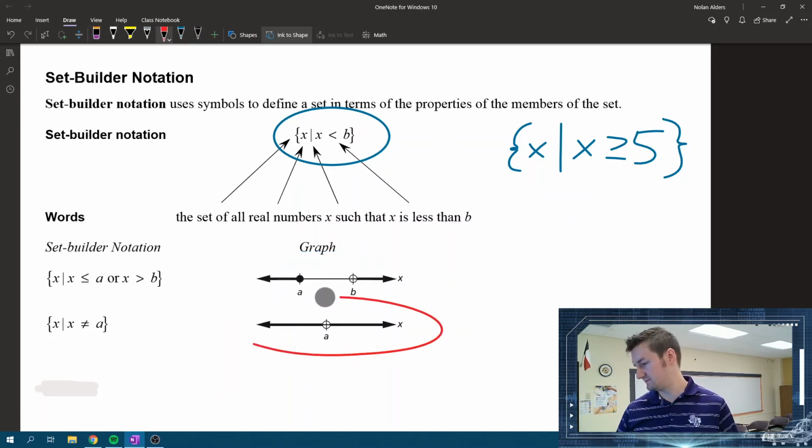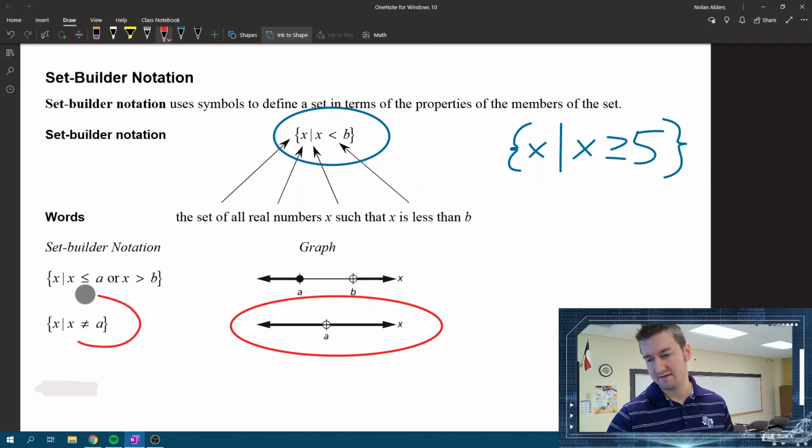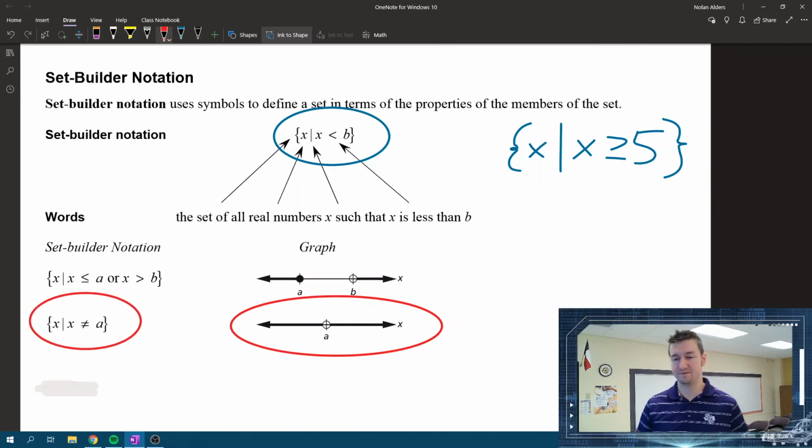Check this one out. That is all numbers except a. So it's everything greater than a and it's everything less than a, but it doesn't actually include a. And you can see how we would write that in set builder notation. It's all the numbers x, the set x, but x is not equal to a, so it doesn't include a.